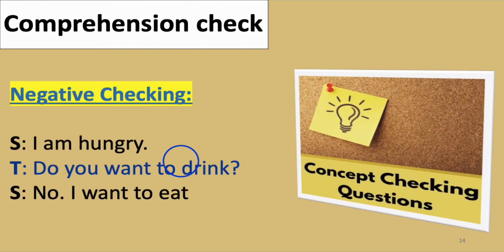So also don't forget about the comprehension check. For example, I am hungry. So do you want to drink? No, I want to eat. So the teacher is testing the students. The teacher said, do you want to drink? So here we are checking the comprehension of the students. So the student says, no, I want to eat. If he says, no, I want to eat, it means that he understands what the word drink means.